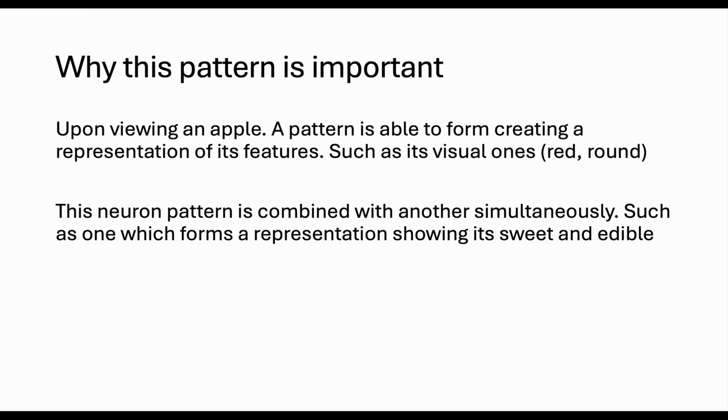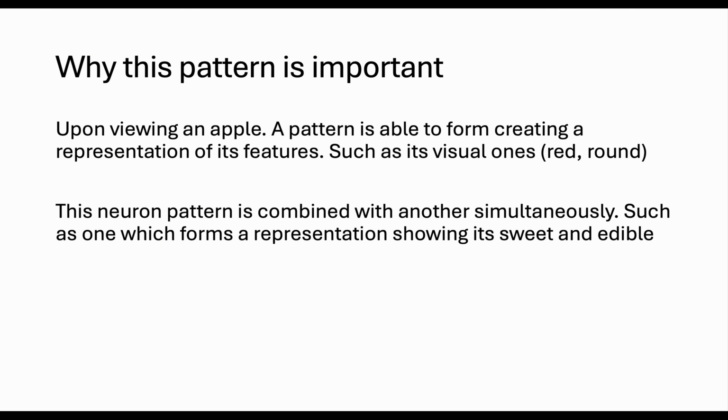For example, in the occipital lobe's primary visual cortex, upon looking at a red apple, which is round and has the colour of red, a certain neural pattern will fire, allowing your brain to process that this apple possesses features such as it being red and being round. Now, these neuron patterns are combined with other ones simultaneously, such as ones which have been learned over time, that apples are edible and they taste sweet.